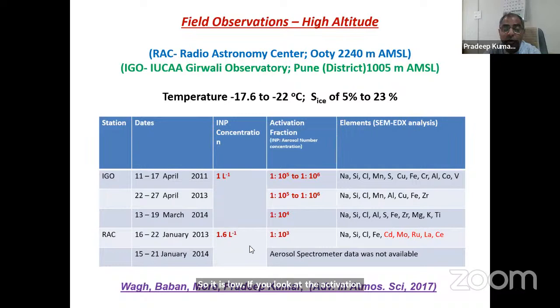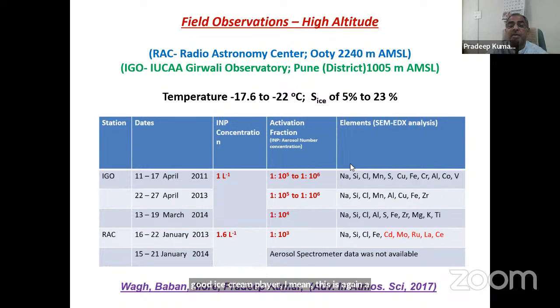And this is the temperature range at which we operated our chamber. And this is the supersaturation, 5% to 23% with respect to ice, where the activation happened. And these are all the kinds of minerals which are there. Here we have a higher activation fraction because we observed a lot of rare earth minerals in that particular campaign. And there is work by Japanese scientists showing that rare earth minerals are very good ice nuclei. Again, this is a published work, and this is the reference for that.